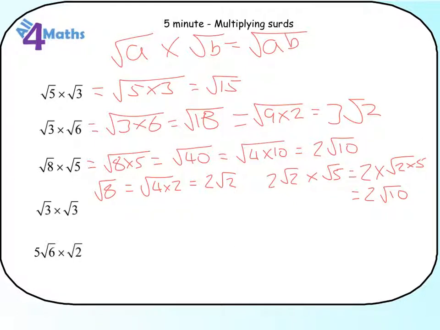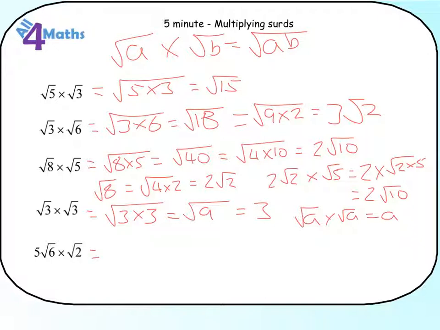The next example then, root 3 times by root 3, this just becomes the square root of 3 times 3, which is the square root of 9, which is 3. This is quite a good example to try and remember, as the root of any number times by the root of the same number just gives that original number. So we can generalise here of root A times by root A equals A. So therefore root 2 times root 2 is 2, root 5 times root 5 is 5, etc.